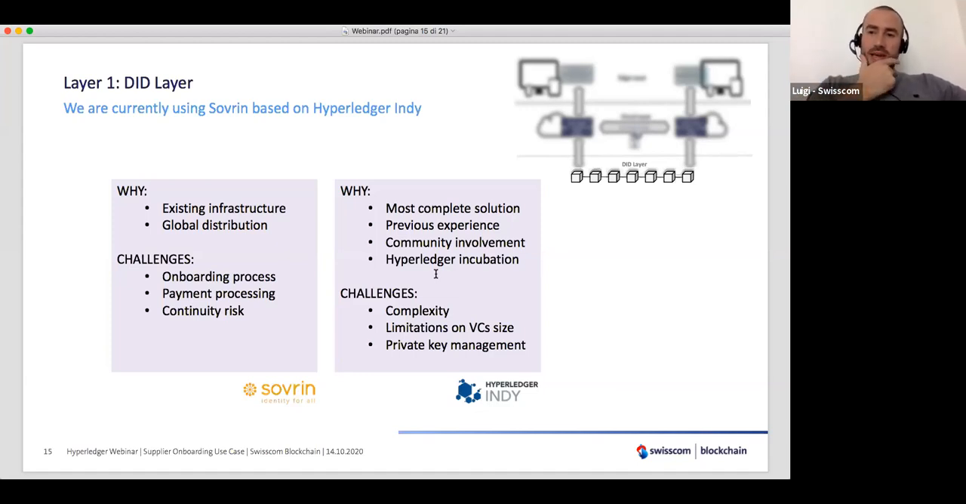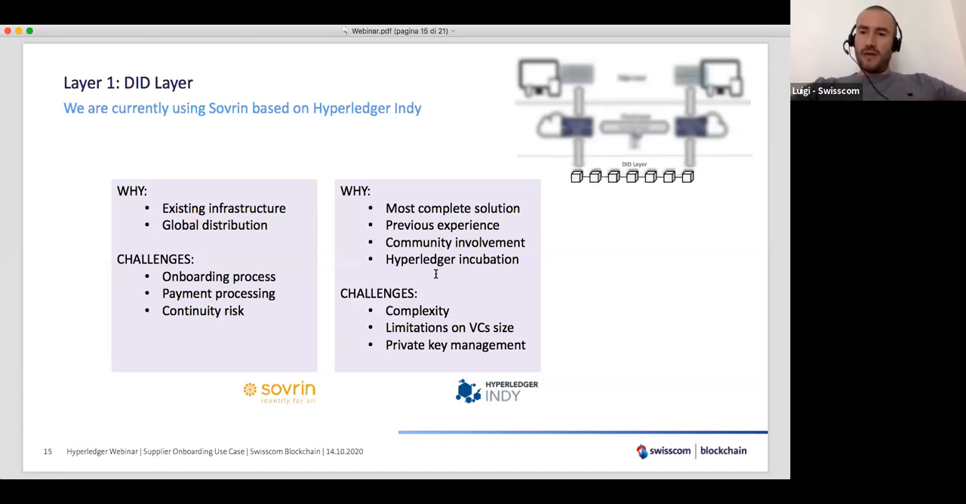Then, if I may say, the challenge that we faced using Hyperledger Indy for this particular project is a little bit of complexity. Despite Hyperledger Indy being one of the most complete solutions from our perspective, it is still a little bit complex to, let's say, spin up an internal know-how about it.